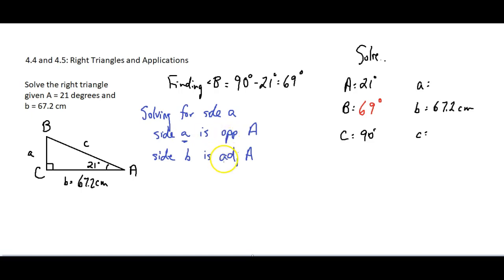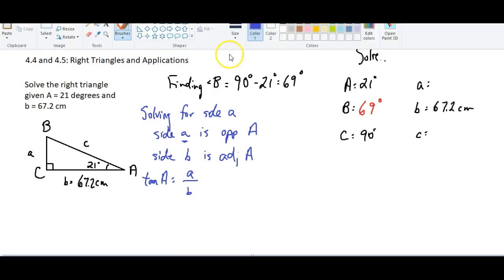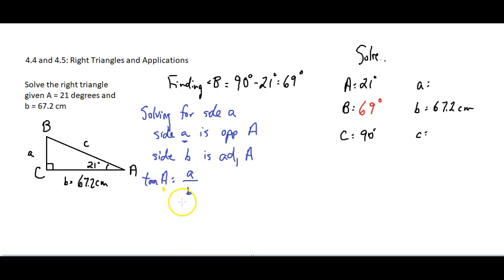We see that we have opposite and adjacent involved. That means that the ratio will be tan. So tan A is A over B. There's our equation. Now we fill in the two values that we do know, which are this one and this one. And this will be solved for. Okay?